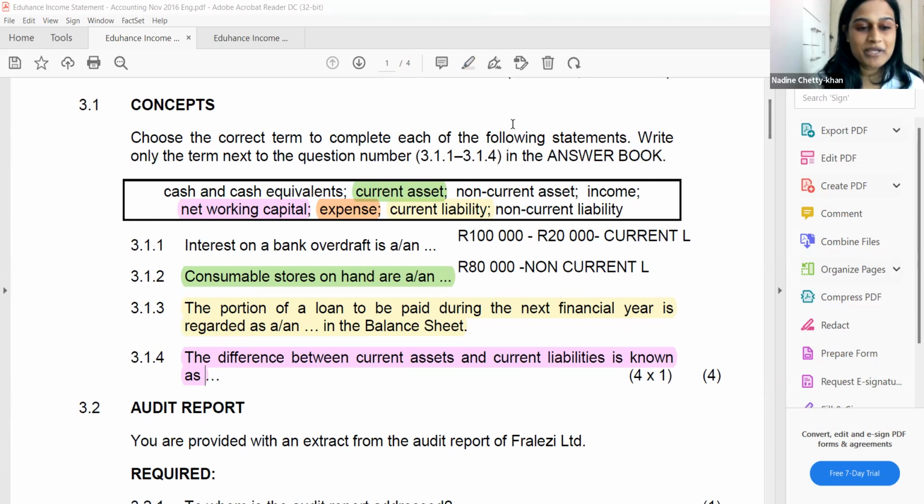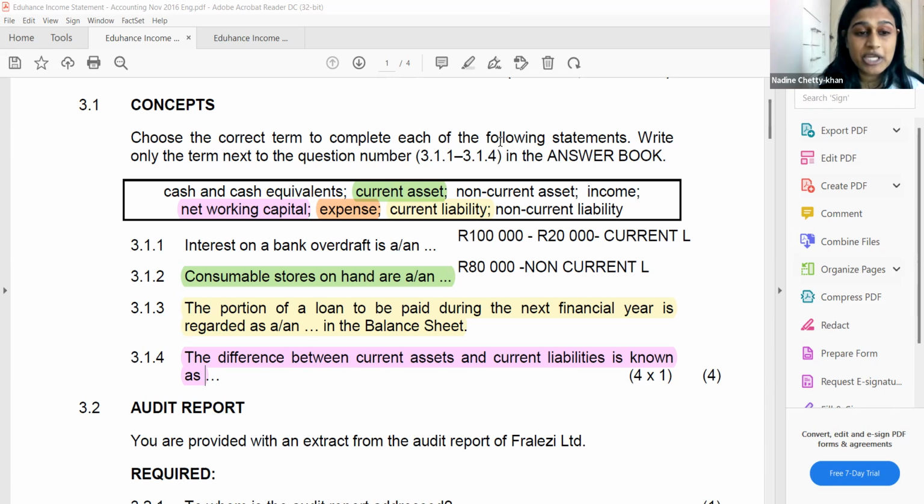Okay, let me start from 1.1 to 1.4 and then we'll get going on the next question. So this exam paper from November 2016 is covering concepts from the audit report as well as the income statement. And it's the November 2016 paper from the Department of Education. So I'm working through the first part just to warm up our minds a bit on concepts.